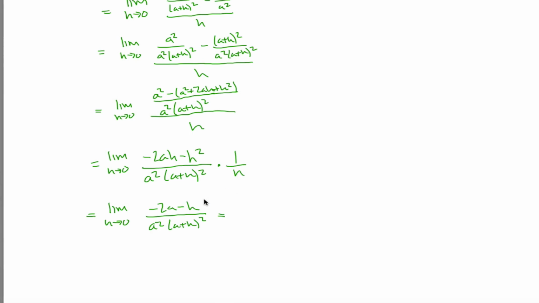And because I've canceled out this h, I can evaluate this limit. I can change all the h's into zeros. If I do that, this goes away, this goes away. I'm left with negative 2a divided by a squared times a squared. A squared times a squared, isn't that just a to the 4th power? Sure is. Wait, a divided by a to the 4th power, isn't that just the same as dividing by a to the 3rd power? Yup.